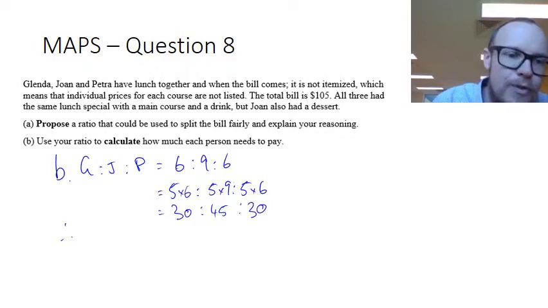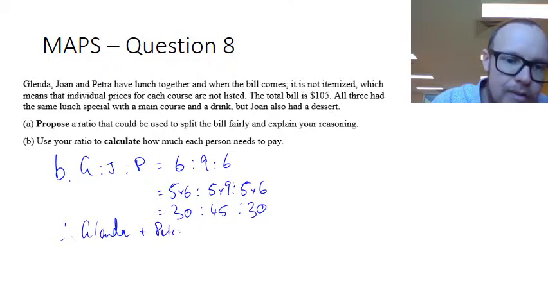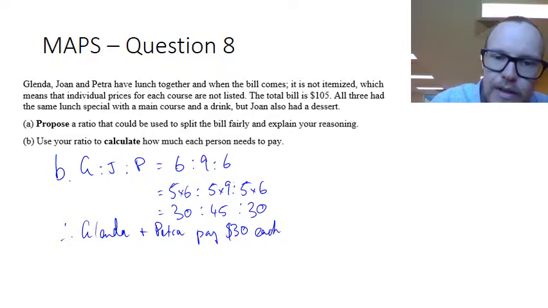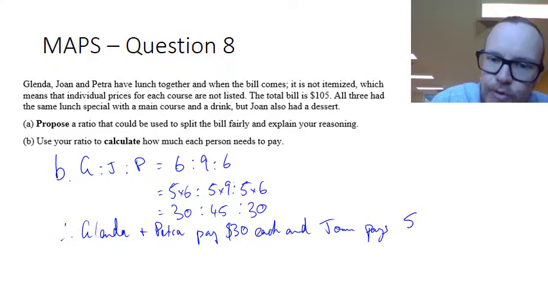We can say, therefore, Glenda and Petra pay $30 each, and Joan pays $45.